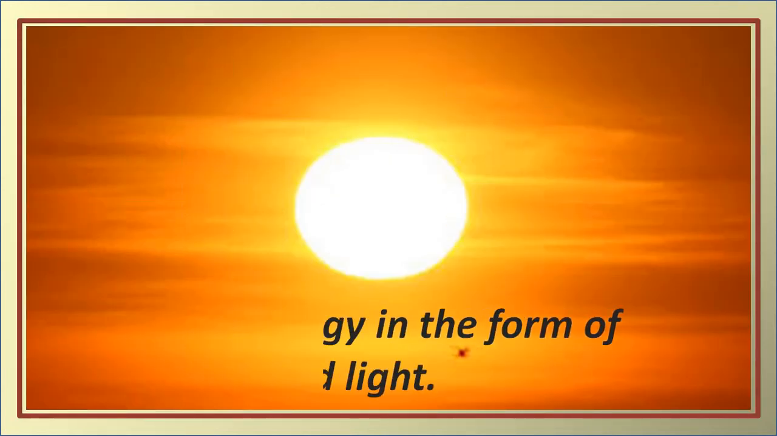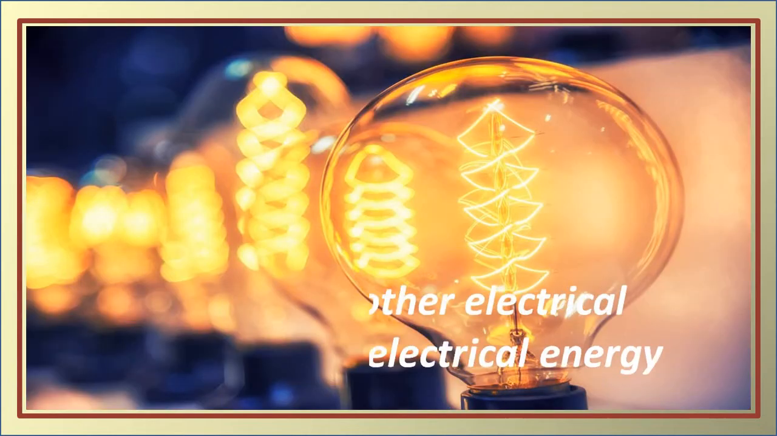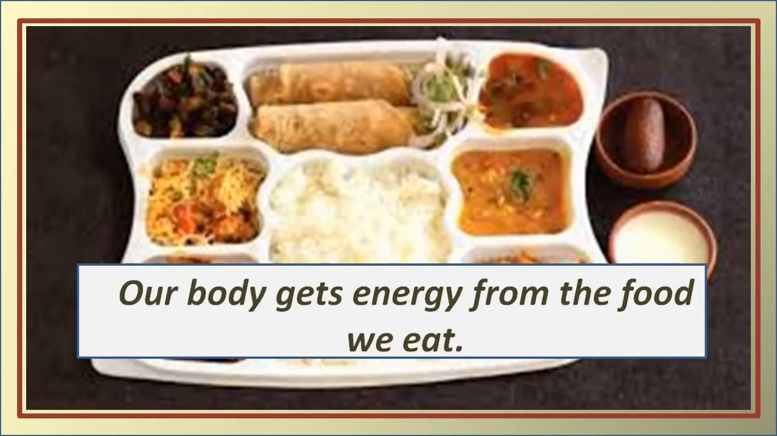You all know that the sun gives energy in the form of heat and light, which is important for the survival of life on the earth. Sunlight is important not only for human beings, it is important for plants and other animals also. Bulbs, fans and other electric appliances run on electrical energy, and we get energy from the food we eat.